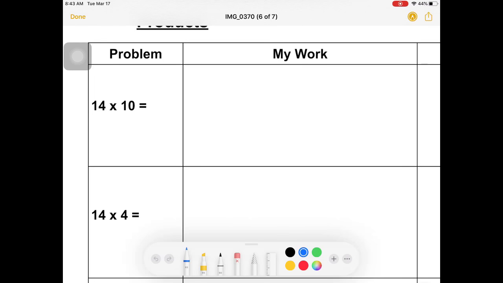one that's first. So here is our 14 times 10. So our factors are 14 and 10. And once again, if we had a variable here, it would be a letter, but we are dealing with products. So remember that products are answers to our multiplication problem.